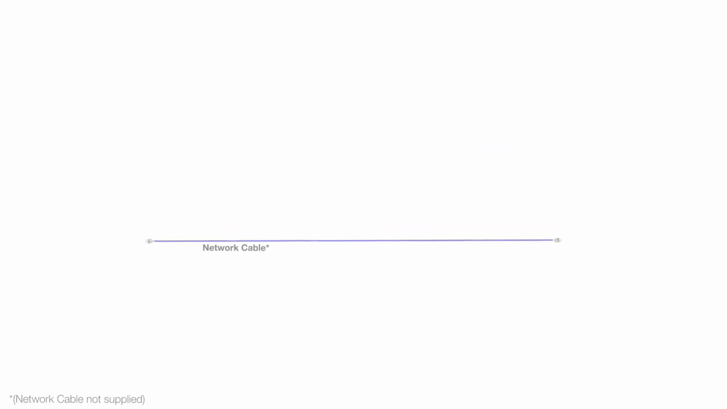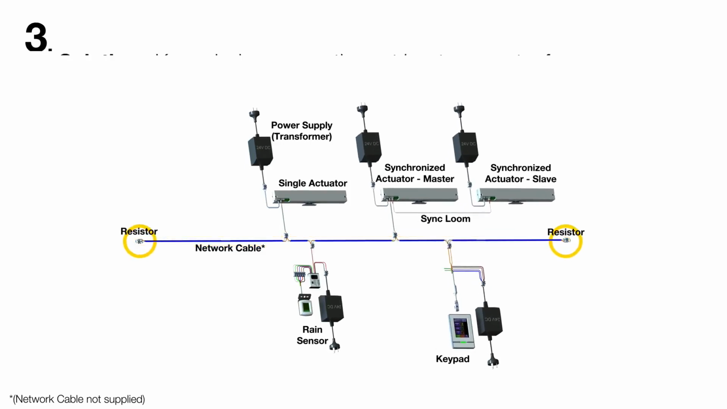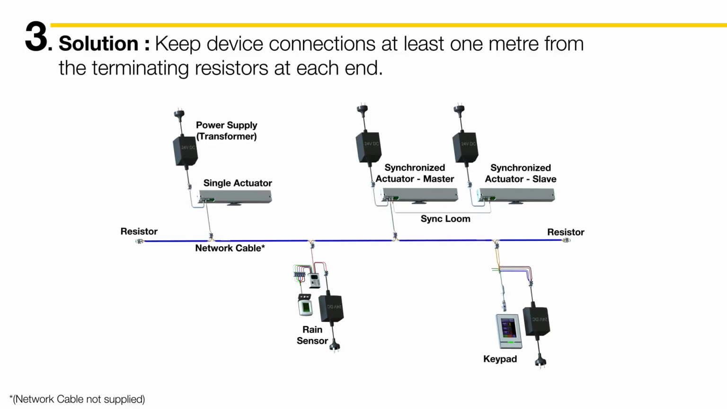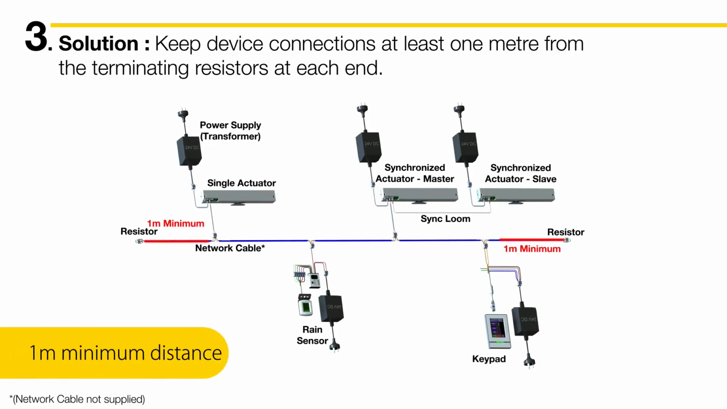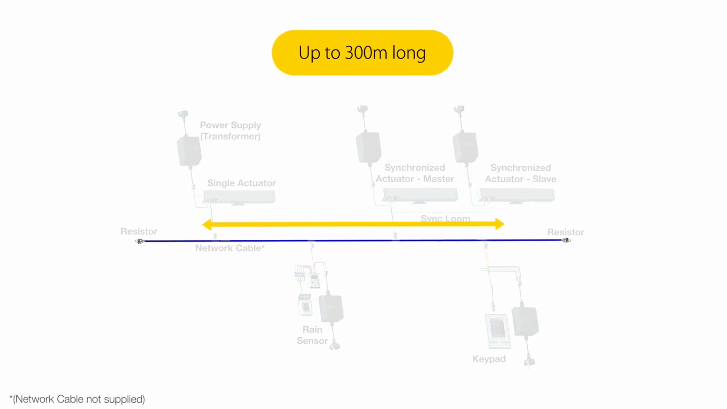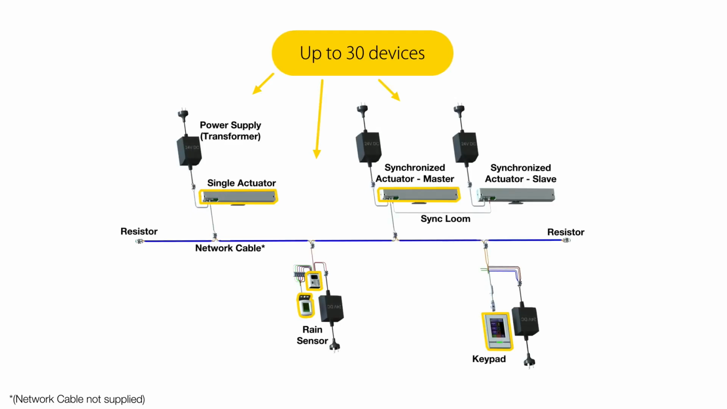All devices on the elevation system tee off of the network cable between the two terminating resistors. These connections can be anywhere along the network cable except within 1 meter from the terminating resistors at each end. The main network cable can be up to 300 meters long. You can connect up to 30 devices to this main network cable.